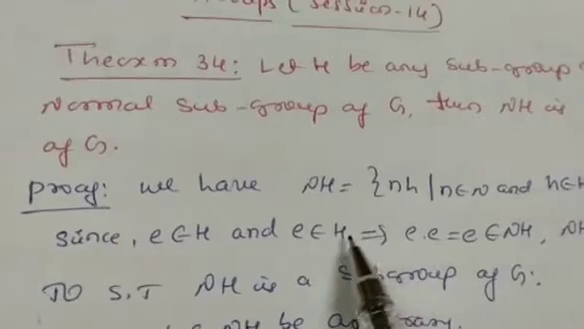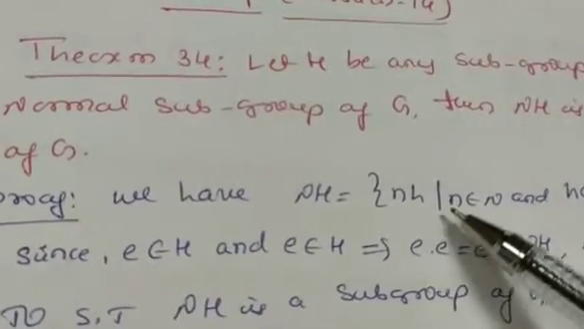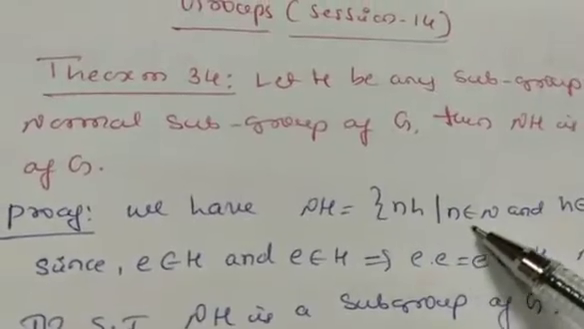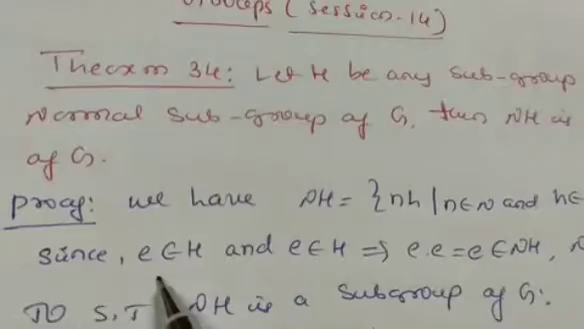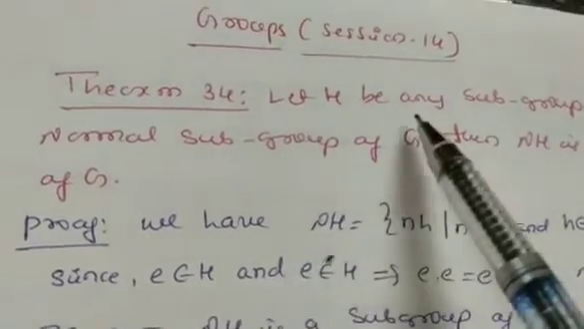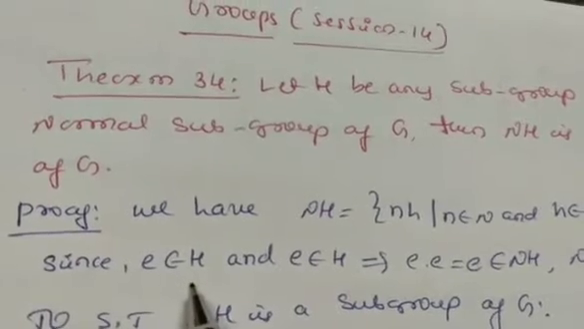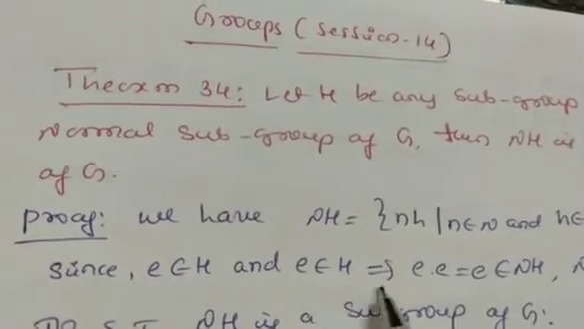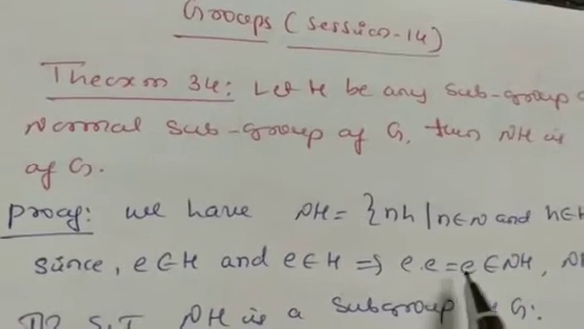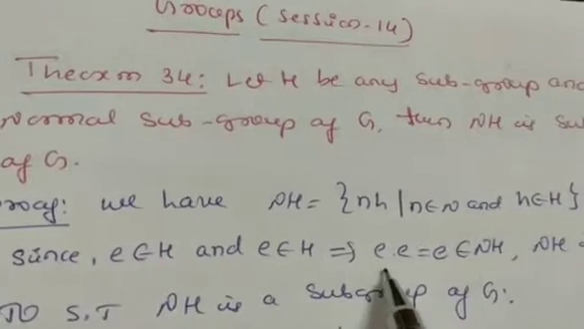Suppose we have NH, let us define this group here. NH is equal to the set of all nh where n belongs to N and h belongs to H. Since e belongs to H because H is a subgroup, and a subgroup contains the identity element, so e belongs to H and e also belongs to N. We can take it two times here. Then this implies e times e is equal to e, which belongs to NH.